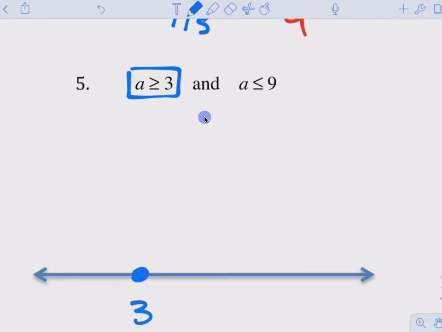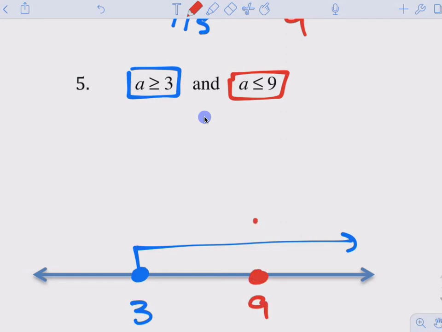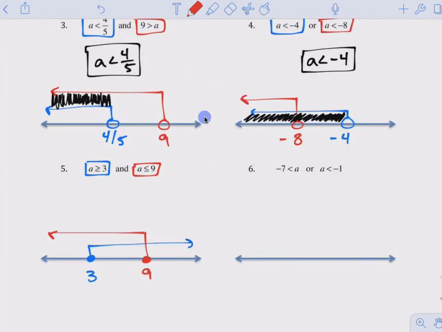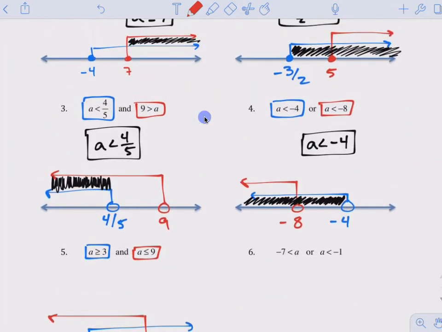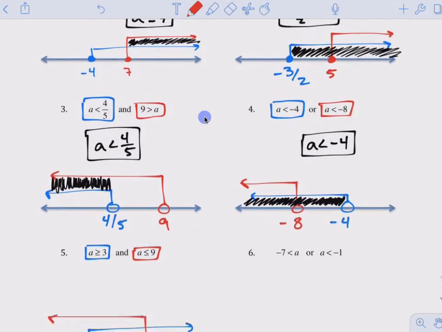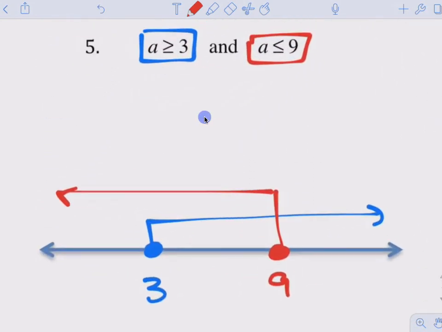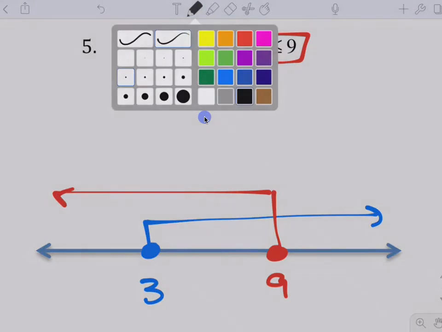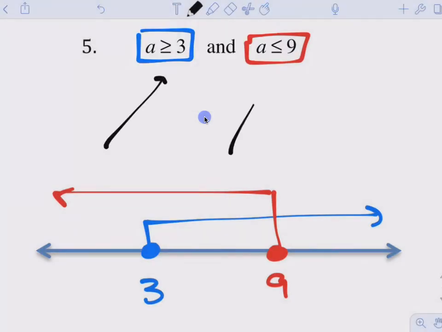So there's a 3, A is greater than or equal to 3. 9, A is less than or equal to 9. Oh, interesting. Okay, this is a situation we have yet to see, because now we've got arrows going in opposite directions, whereas in every one of our previous examples, they've all gone in the same direction. So now that they're going in opposite directions, in order to be a solution, the number must make this statement true and this statement true, because we're dealing with an AND statement.